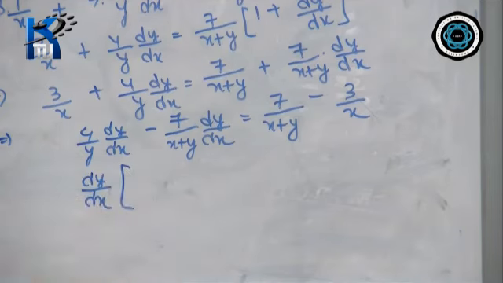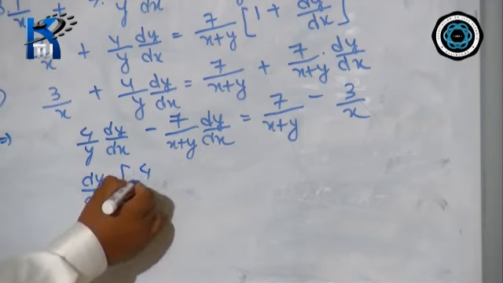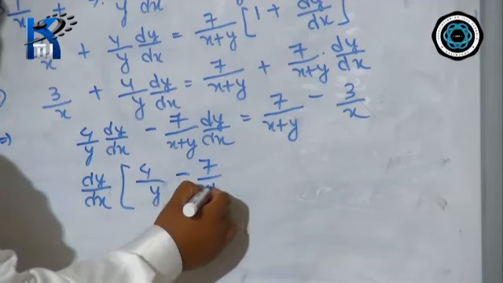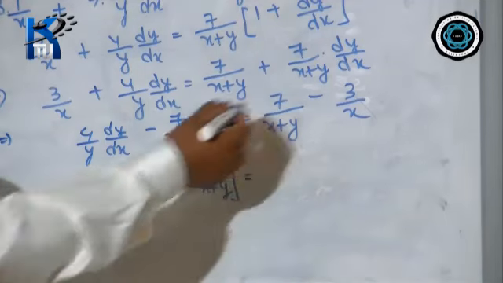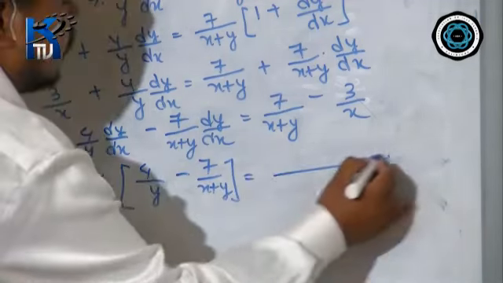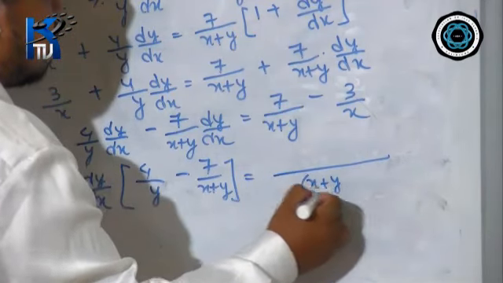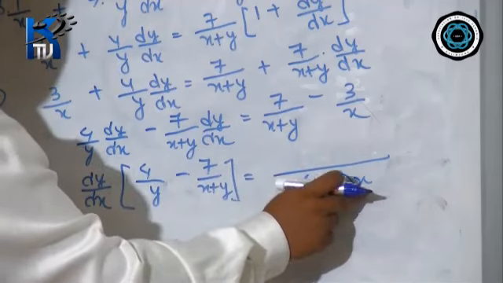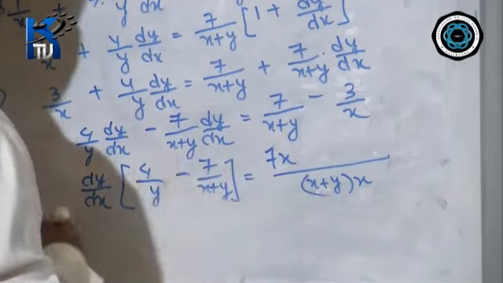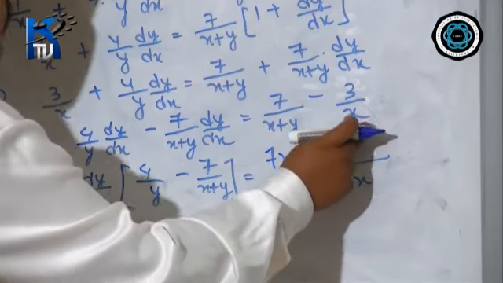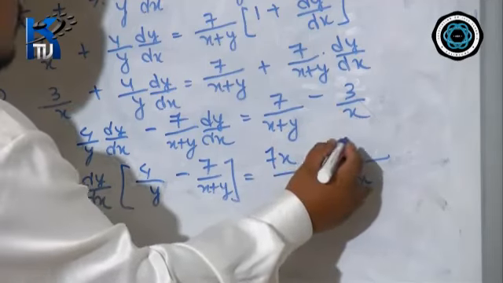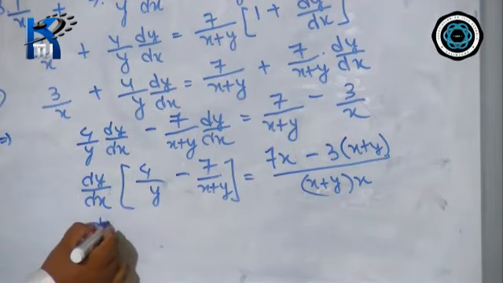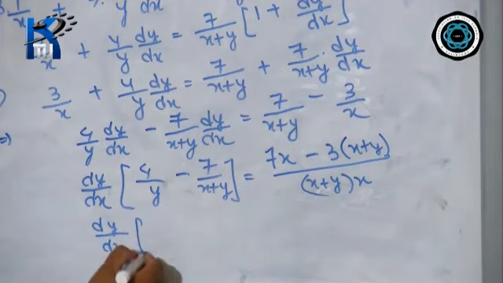So when you take dy by dx, what is left? 4 divided by y minus 7 divided by (x plus y) equal to, let me find the LCM out here. The LCM is (x plus y) into x. So x plus y is already there. What is not there? x. So you multiply the numerator with x. Minus 3 is already there. What is not there? x is there, so x plus y. 3 open bracket (x plus y). Simplify.